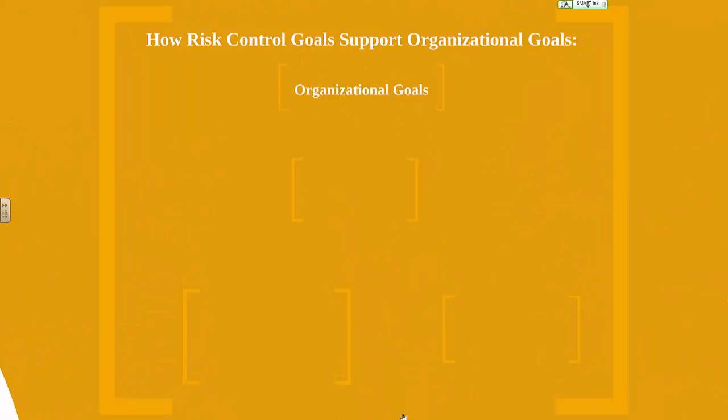Every organization has its overall goals. Most people think of the primary goal for an organization to be making money, but it might also be to employ your family members or friends. It might be to make a difference in your community and to help people. Whatever your organizational goals, your risk management goals must support those organizational goals.